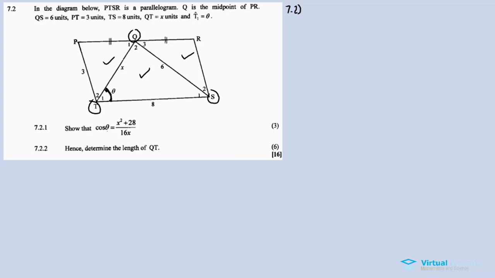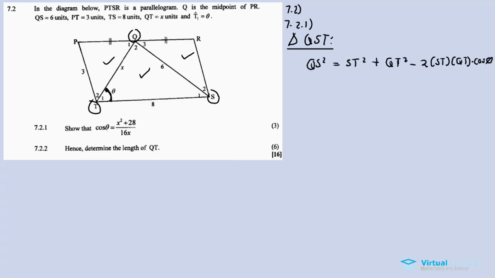So for 7.2.1, we use triangle QST or QTS, and we use the cosine rule using the angle theta. So the cos of this angle is equal to QS squared. Wait, it's the cosine rule. QS squared is equal to QT squared plus TS squared minus 2 times QT times TS times the cos of this angle, right?